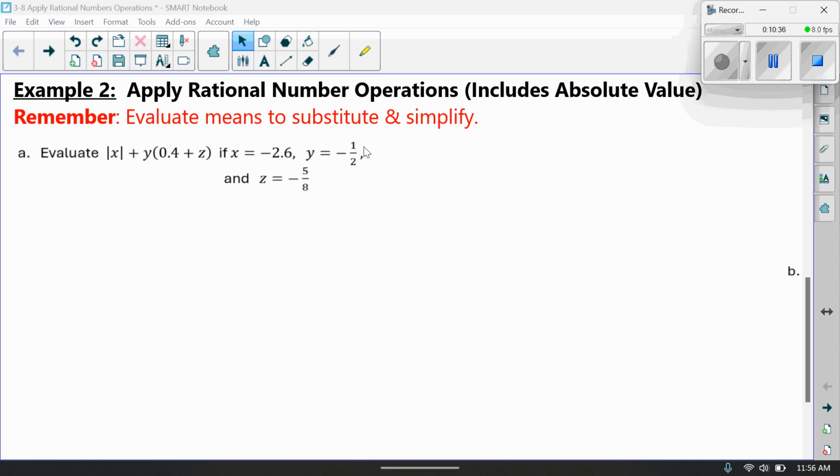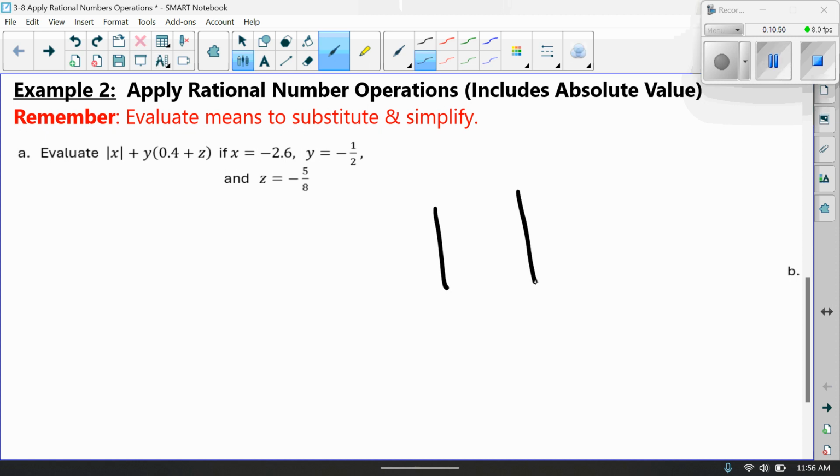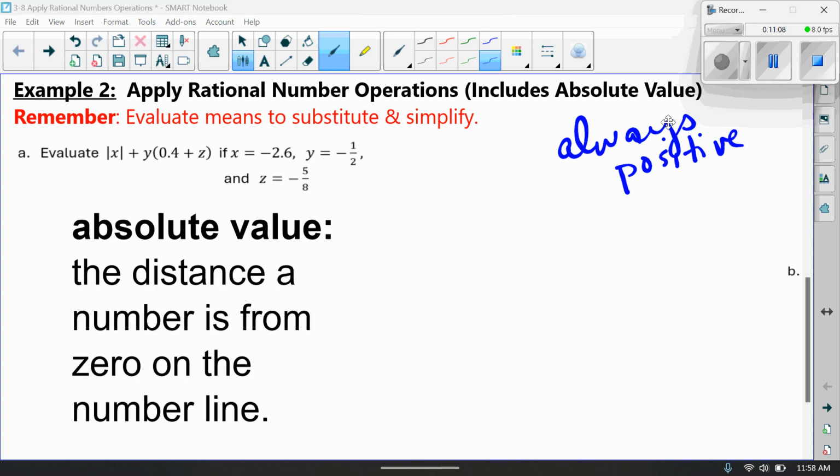So example 2 is apply rational number operations, just like the first one, but this time it includes the absolute value. Now remember, you guys, absolute value, let's do a little sidebar here. Absolute value looks like that, and absolute value is always positive. Because absolute value is the distance a number is away from 0 on the number line. And a distance is always positive. That's why it is always positive.